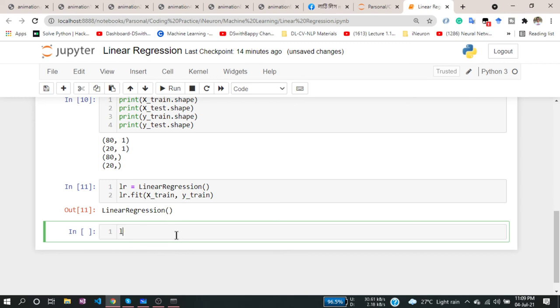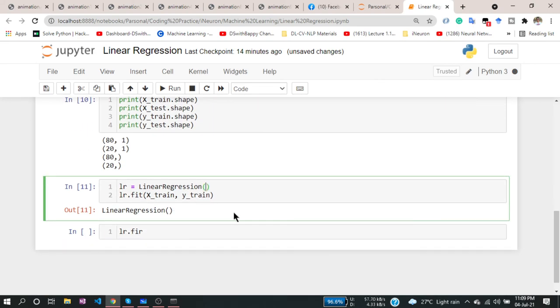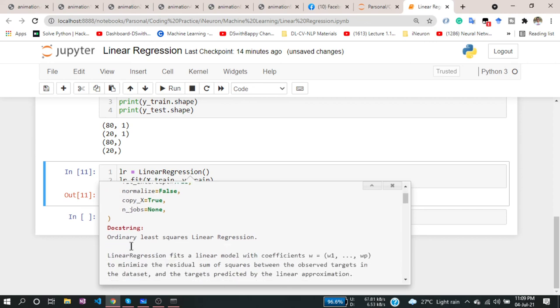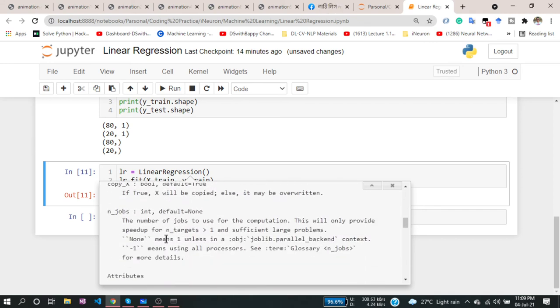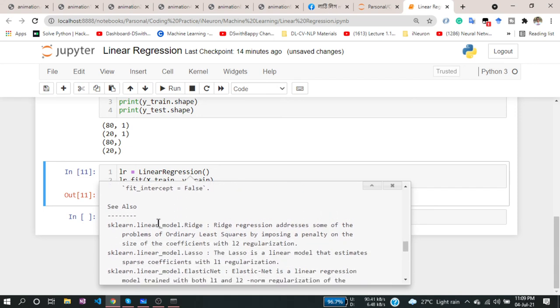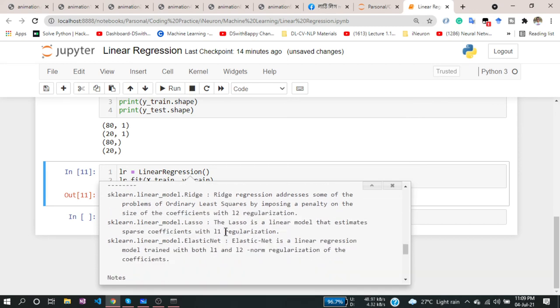Now let's see the parameters. What is the intercept and what is the slope they have predicted. So LR dot fit, if I press shift tab here, you can see there are lots of parameters. By default, the intercept is set to 0, like randomly. But after training the data, it will calculate by gradient descent, then it will optimize the cost function, then it will decide your weight. That's how it will calculate.